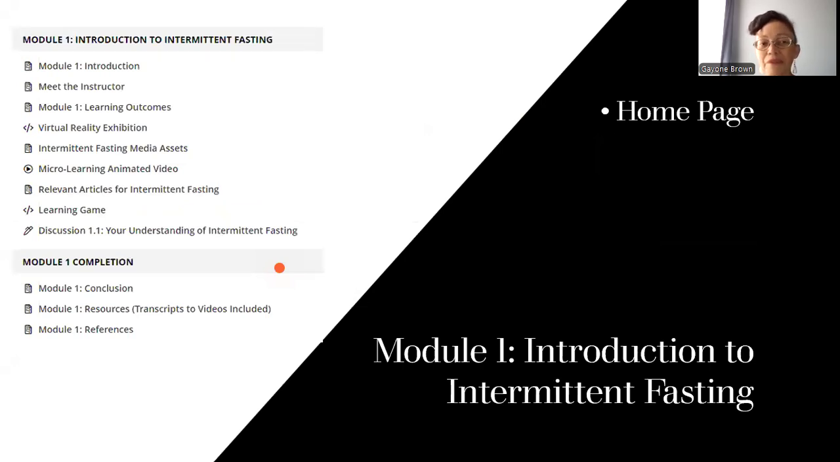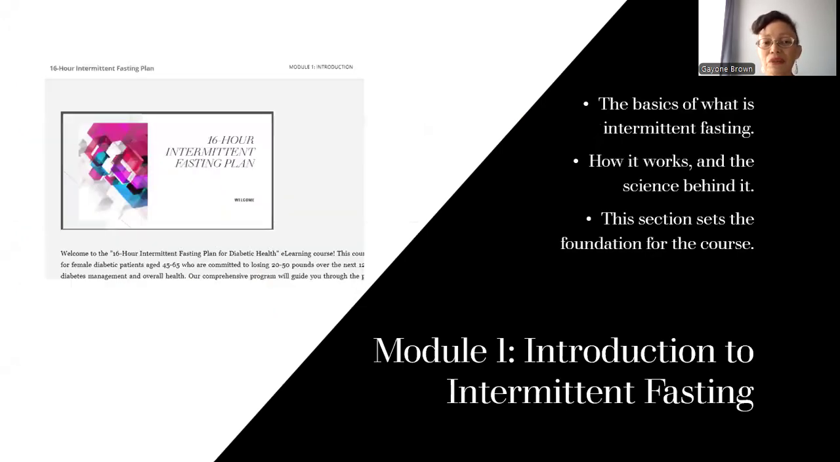Here's a screenshot of the content that is included from Module 1. Module 1 is the introduction to intermittent fasting. So here's the introduction page of Module 1. There is an image here for the course, and this image does provide alt text, and that's to accommodate users that are vision impaired, so that screen reader assistive technologies can consume the content for them.